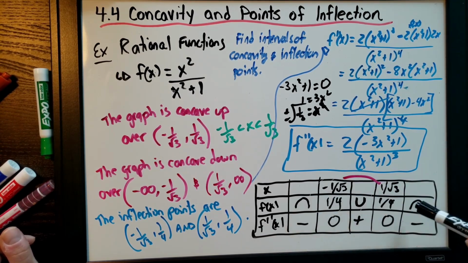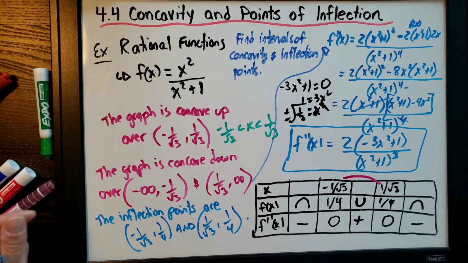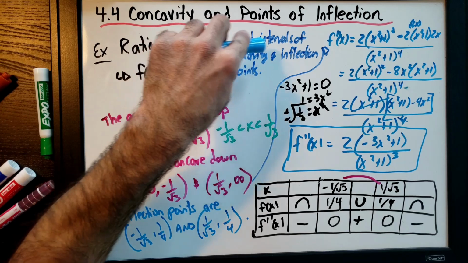So now I know the concavity based on the second derivative being positive or negative. So I'm done, pretty much. I can conclude the intervals of concavity and inflection points.